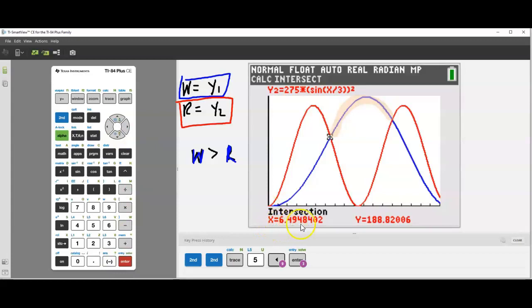Now, I want to store this number. You could just write it down, but I like to store it because every time you write it down, you have to round it. But if you store it, your calculator doesn't round it and it keeps it exact. So how do you store it? Well, when you're in graphing mode, first of all, you have to push enter. And then after that, you push store.